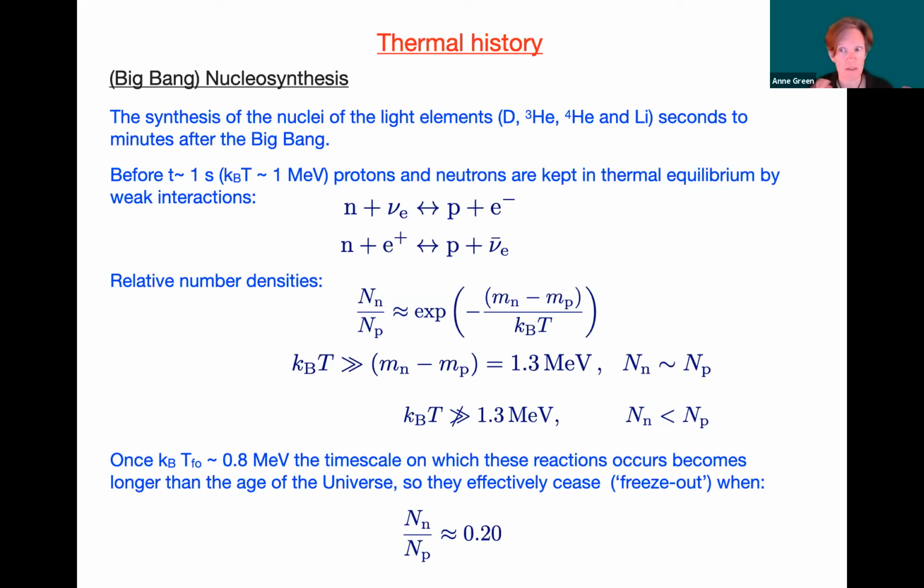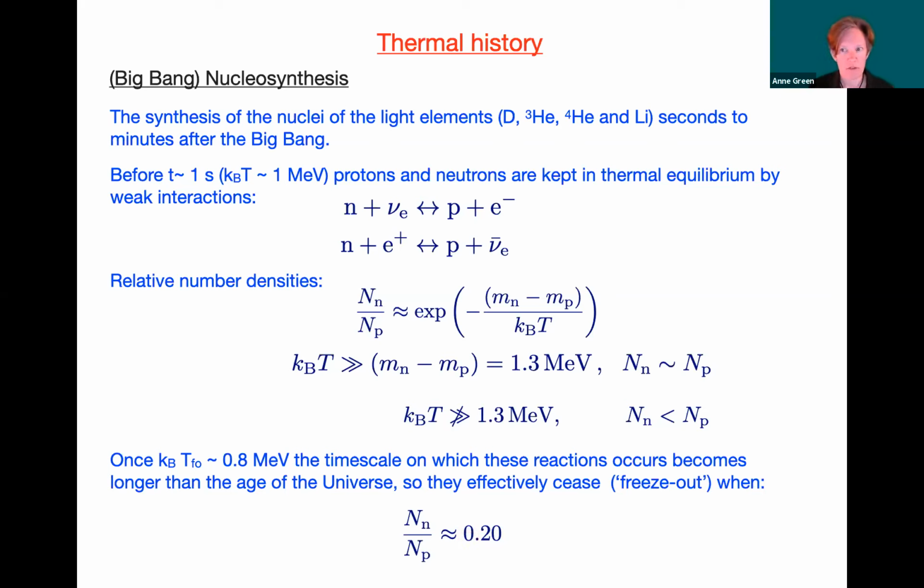And you'll also hear that terminology used in other contexts, for instance, the production of WIMPs. And so I've used FO to denote the temperature at which it occurs in this case, and it's about 0.8 MeV. And at that point, the ratio of neutrons to protons has dropped to about 0.2.